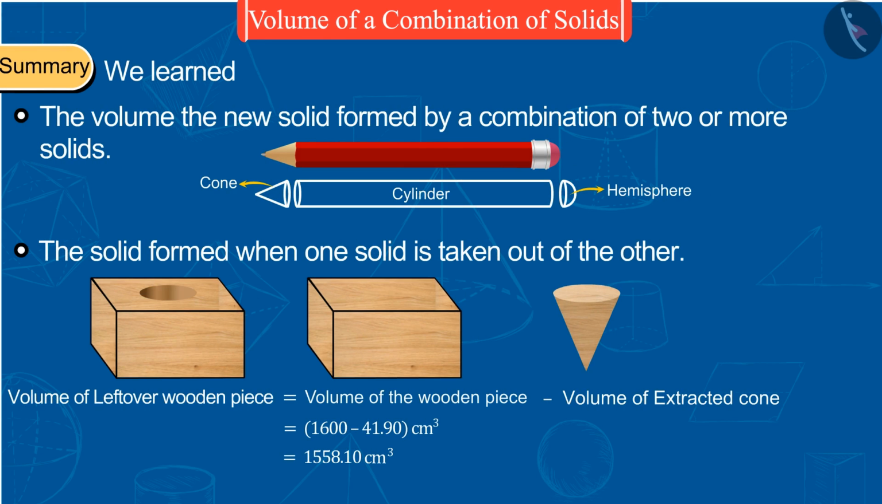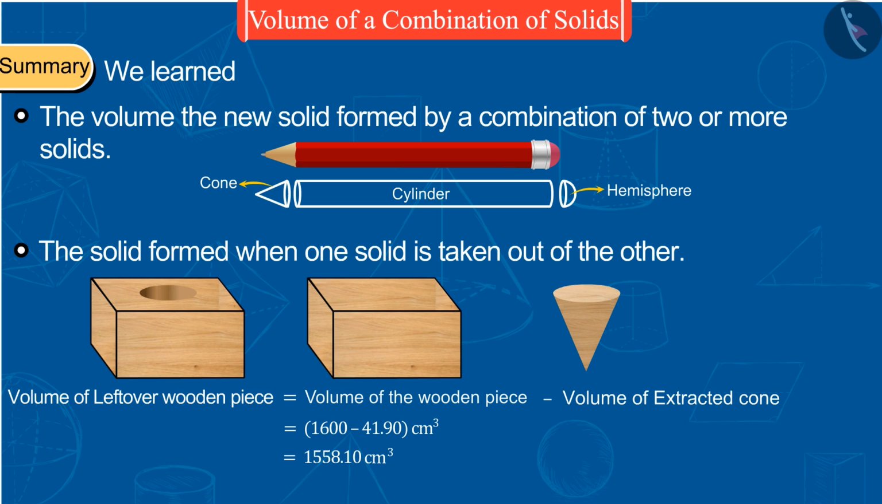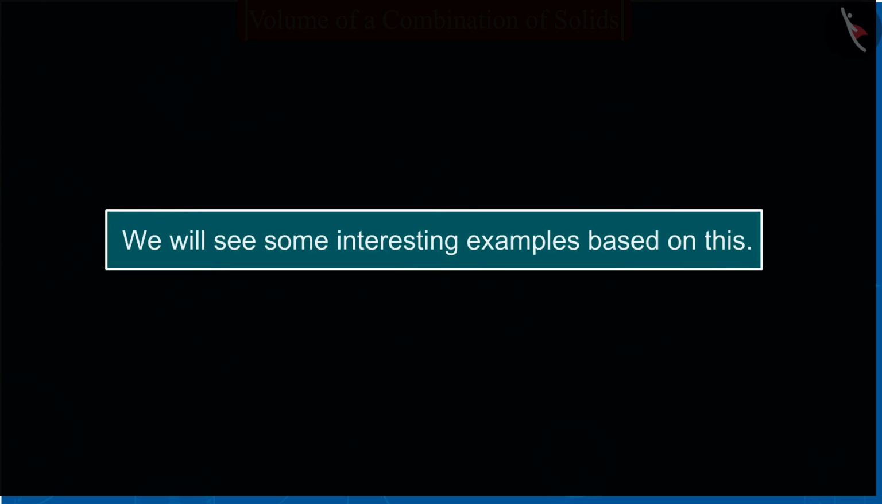In this way, today we learned to find the volume of the new solid formed by a combination of two or more solids, and of the solid formed when one solid is taken out of the other. In the next video, we will see some interesting examples based on this.